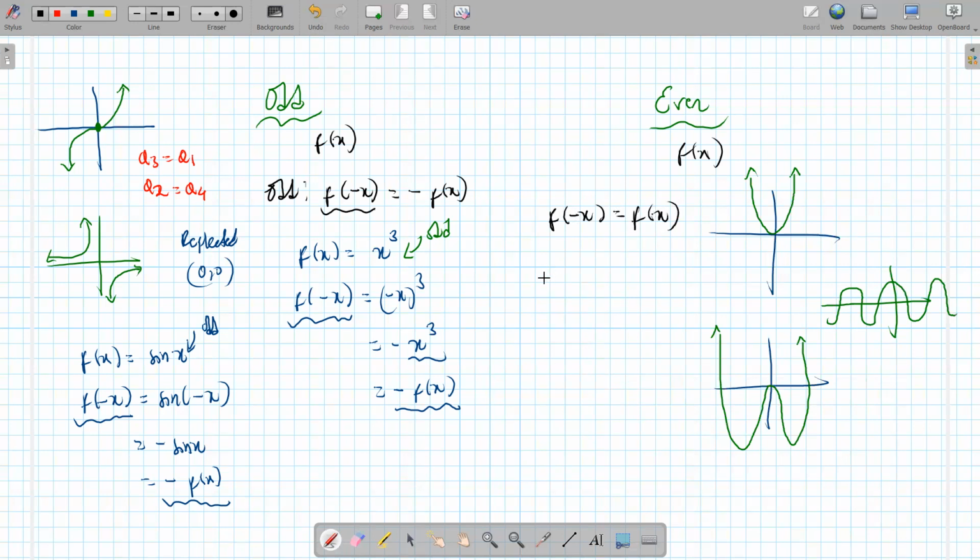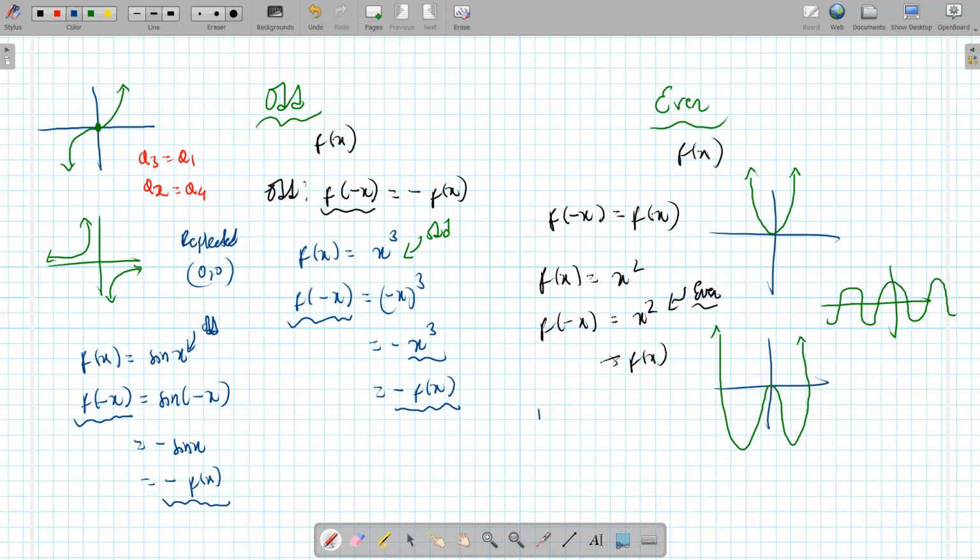Here, let's do some examples. Let's say f of x is x squared. What's f of negative x? It's just x squared. It's the original thing. F of negative x is equal to f of x. Therefore, x squared is an even function. Okay.